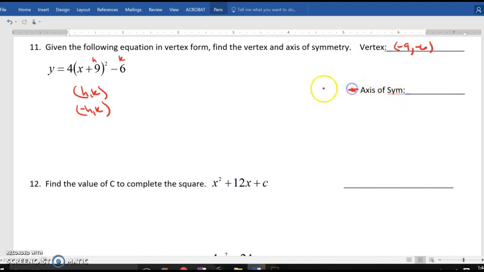The axis of symmetry is always x equals h. It's the vertical line that goes through the vertex. So it's just going to be x equals, what's the x coordinate of the vertex? Negative 9. Done.